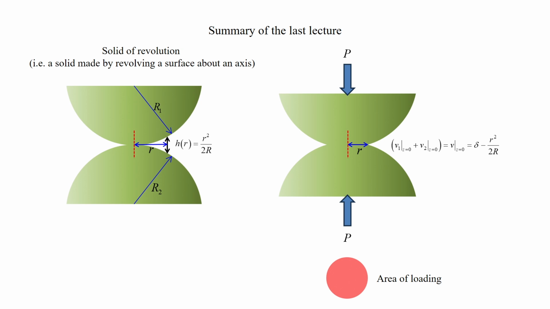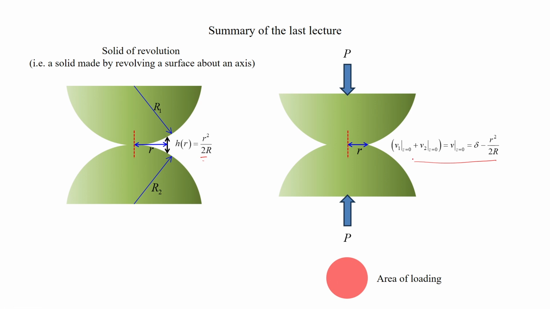A solid of revolution means a surface which is revolved about an axis, and so then you form a 3-dimensional object. Here, for example, there are two spheres of two different radii of curvature, let us say R1 and R2, and the gap initially here is h(r) equal to r squared by 2R, where R is the effective radius, and here this gap decreases to this particular quantity. So, it is in contact.